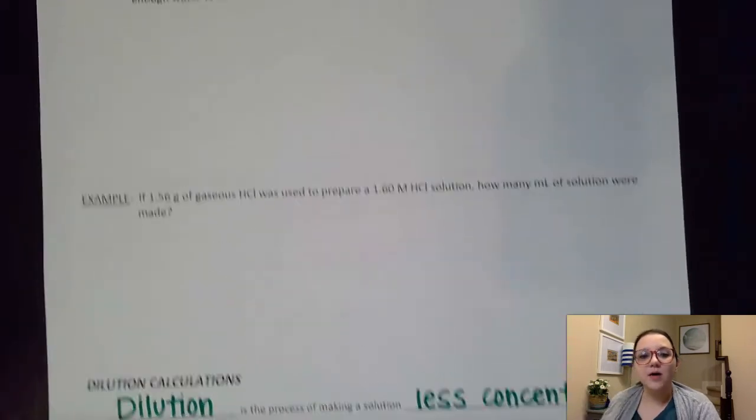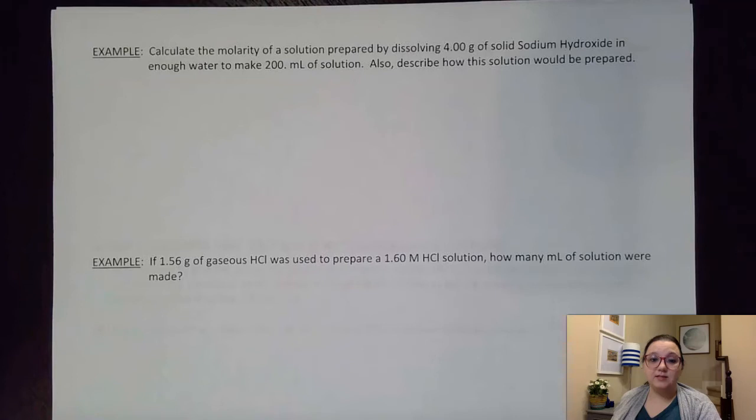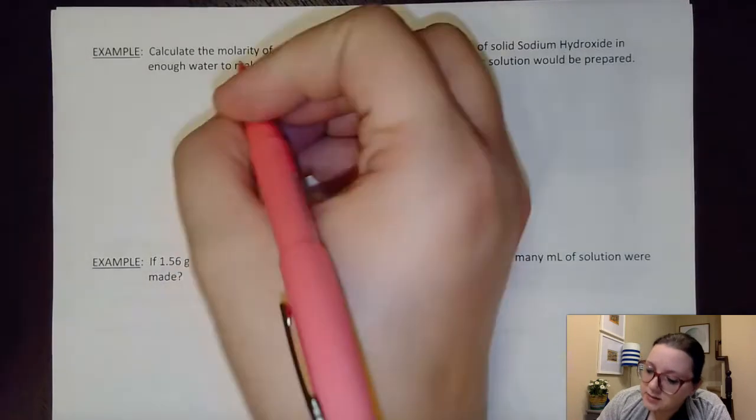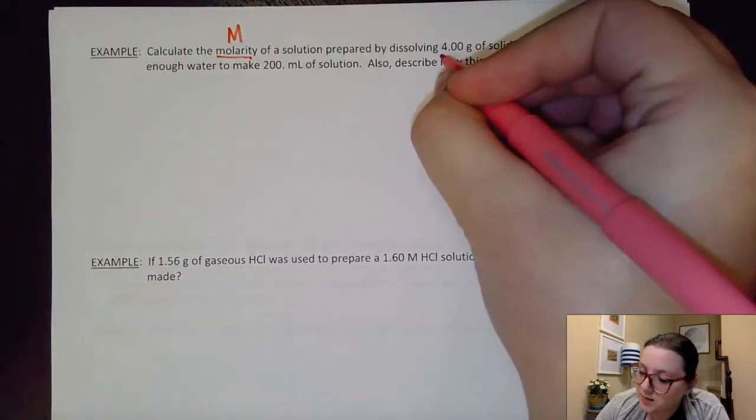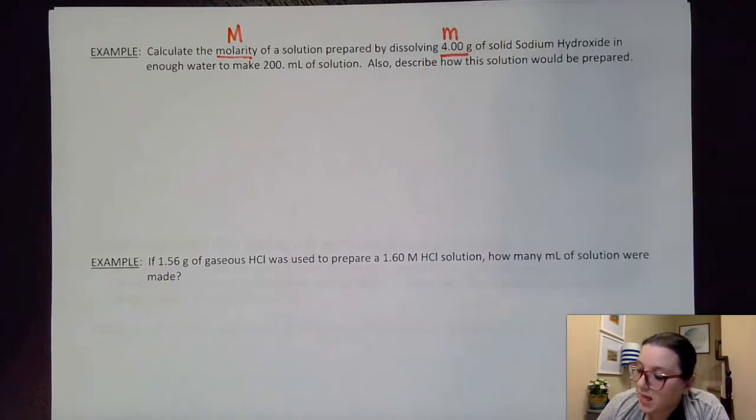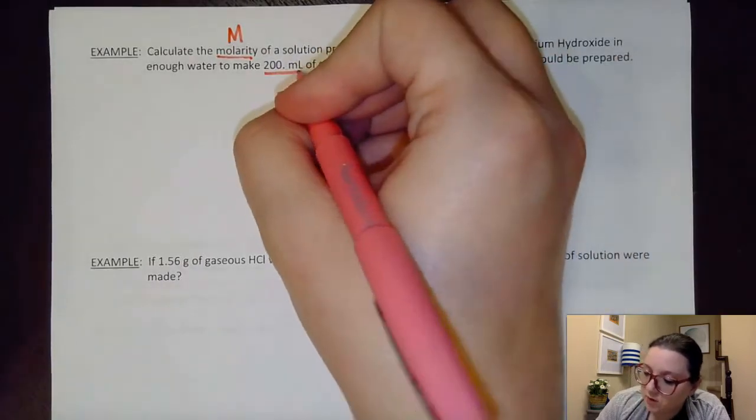All right, let's go ahead and see how we would perform some of these calculations here. So it says to calculate the molarity of a solution prepared by dissolving 4 grams of solid sodium hydroxide in enough water to make 200 milliliters of solution. So the first thing I would want to do here is figure out what formula I might need. What kind of pieces of information do I have? I see that I'm trying to calculate the molarity. I see that they've given me a mass, and I see that they've given me a volume here.